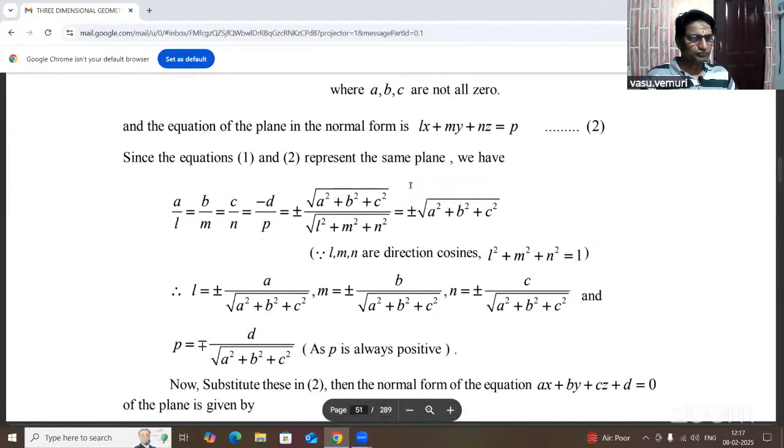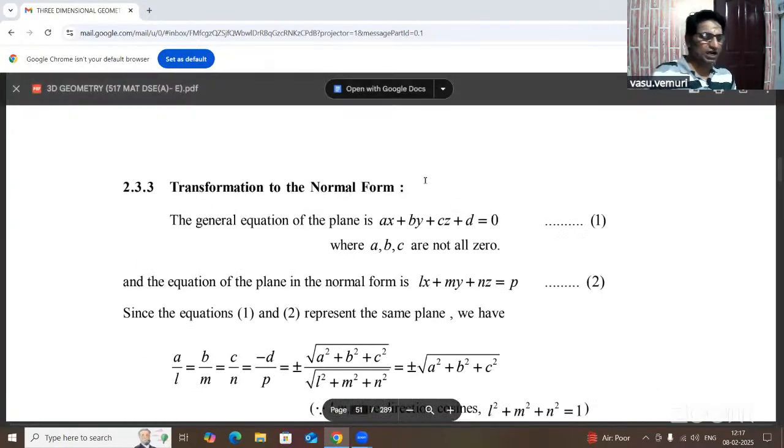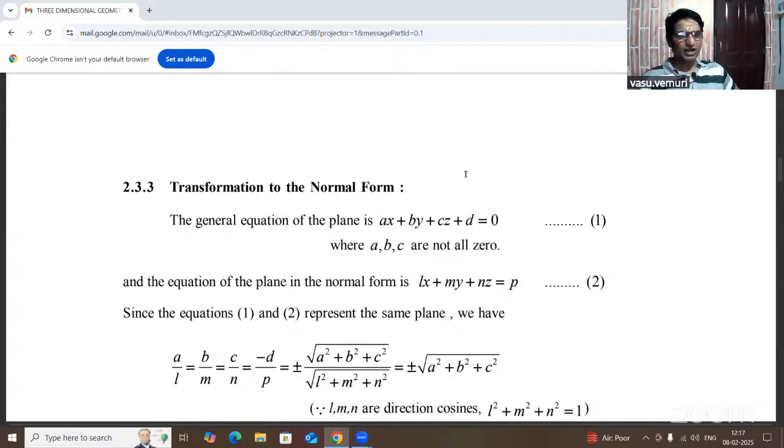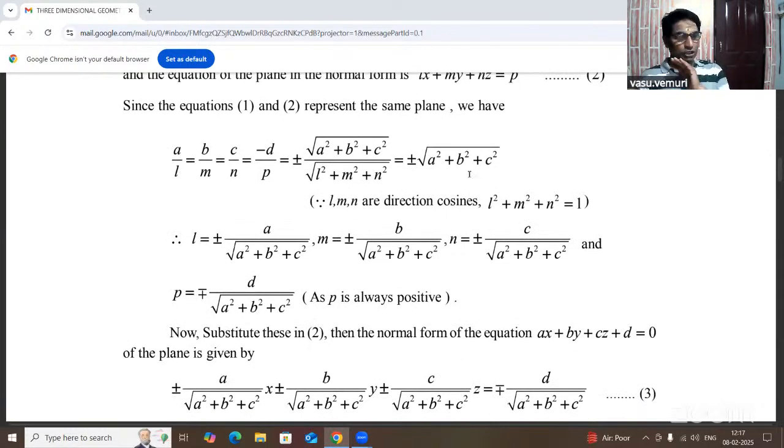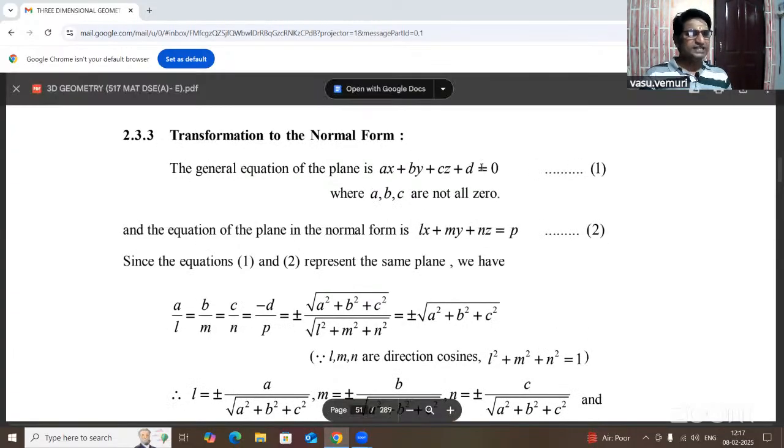What is the transformation to the normal form? This is also one of the important topics, and you have to practice. It is a continuous part from the beginning of this topic. Now we have to learn the plane concept. Now, what is the transformation?